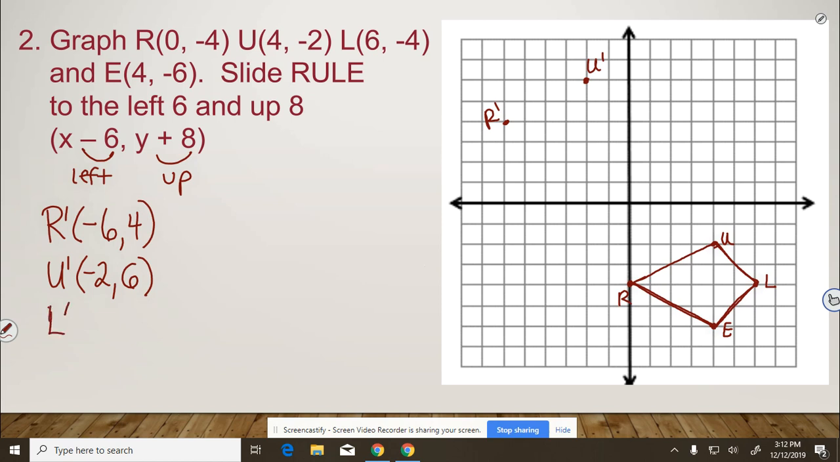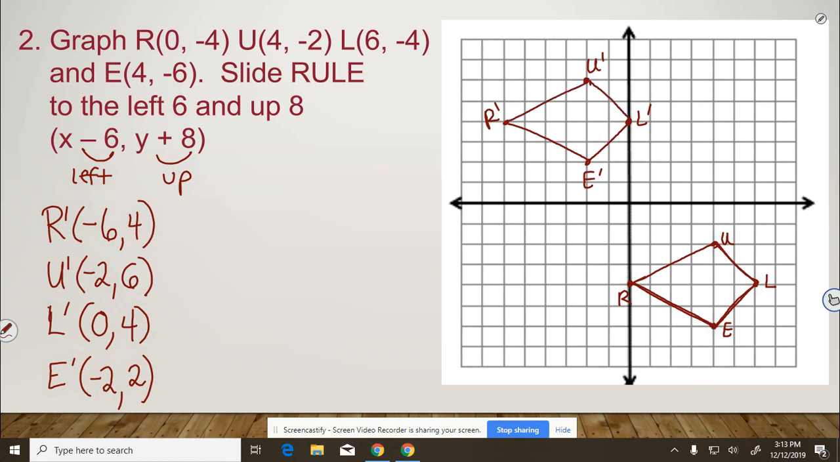Then L prime is 6 minus 6, or 0, and negative 4 plus 8, which is 4. So we stay at 0 and go up 4 for L prime. And then E prime is 4 minus 6, which is negative 2, and negative 6 plus 8, which is positive 2. So negative 2 is left 2, up 2 for E prime, making this our new shape.